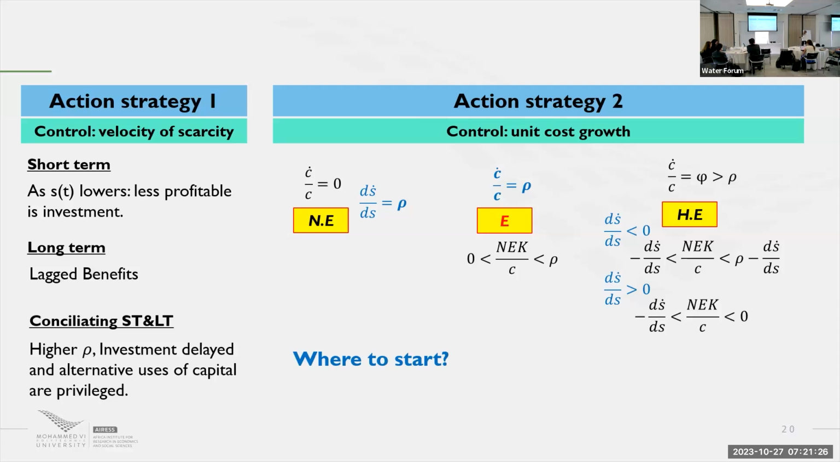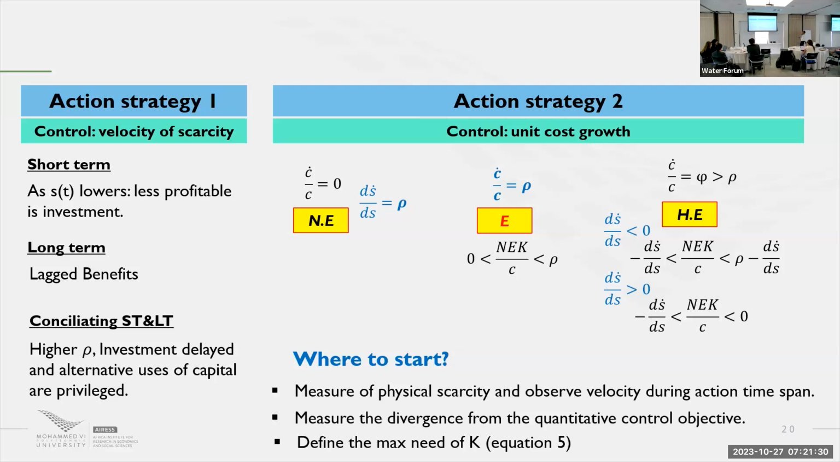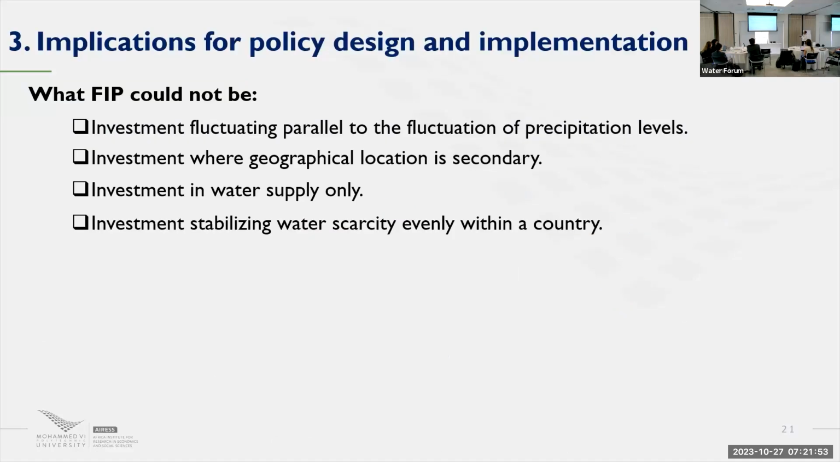The question here is when to start. So when we want to implement a feedback policy, when should we start? First, starting with measuring the physical scarcity, because we show that there is a relation between incremental capital investment and this scarcity, measuring the divergence between quantitative control objectives, and defining the maximum need of capital according to equation 5 I showed before.